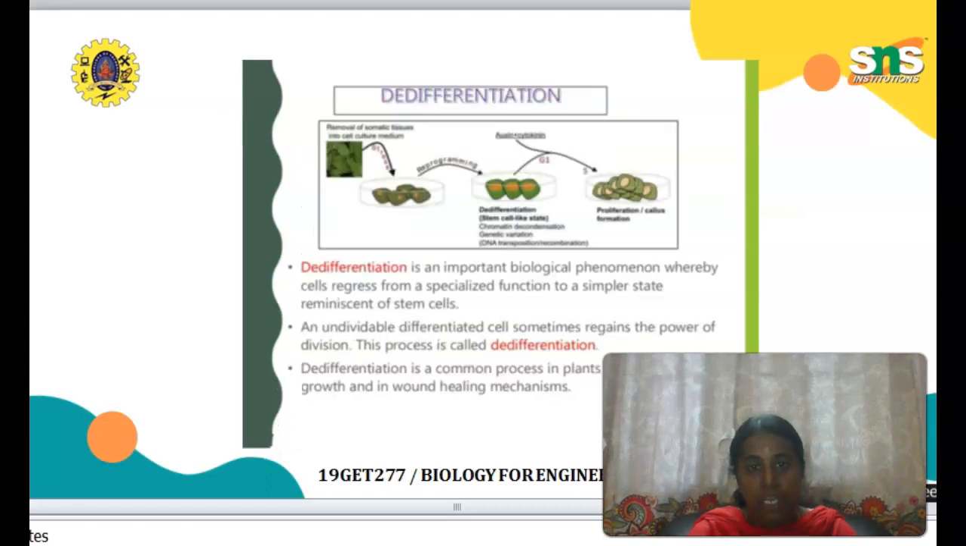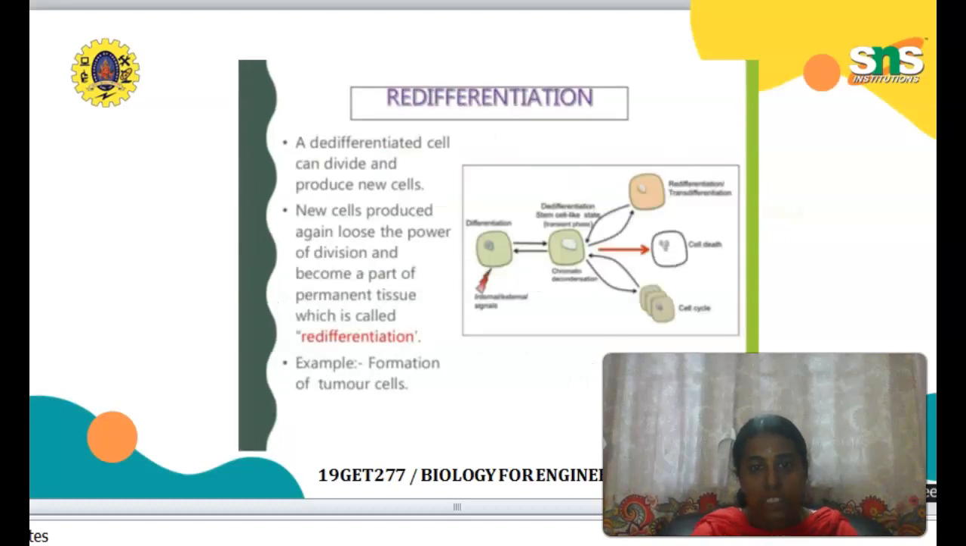De-differentiation. De-differentiation is an important biological phenomenon where cells regress from the specialized function to a simpler state, reminiscent of the stem cells. The differentiated cell that could not divide sometimes regains the power of division. This process is known as de-differentiation. De-differentiation is a common process in plants during secondary growth and in wound healing mechanism.